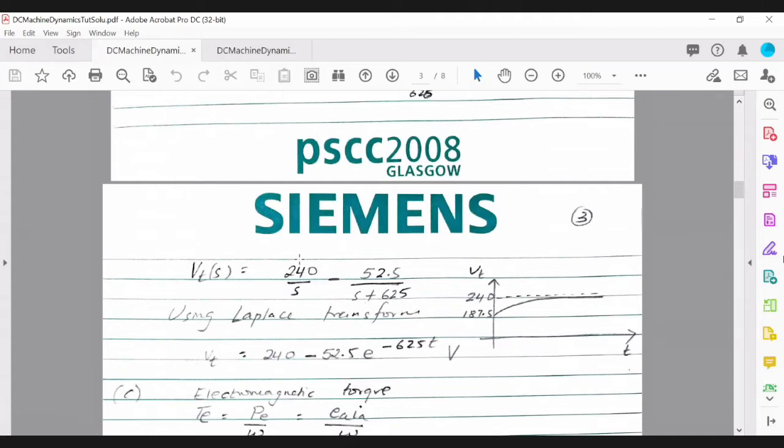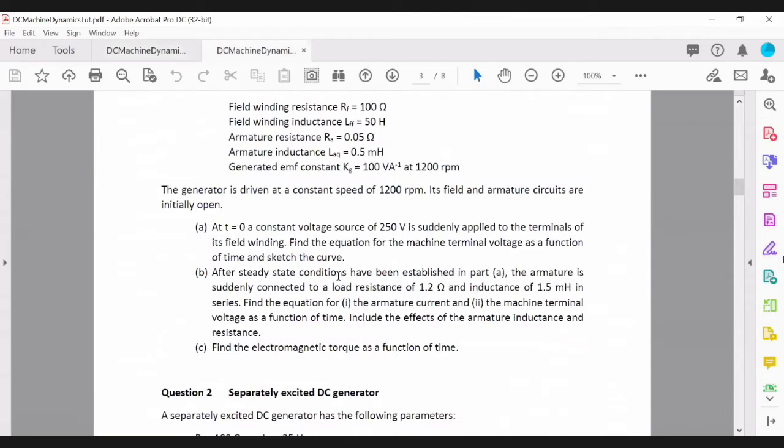So the inverse Laplace transform of this term gives you 240, and the inverse Laplace transform for this section gives you minus 252.5 into exponential of minus 625t. So that's how your voltage will look in the time domain with this particular load across the machine. Right. So this was for section B, where we were asked to work out the armature current and the terminal voltage as a function of time.